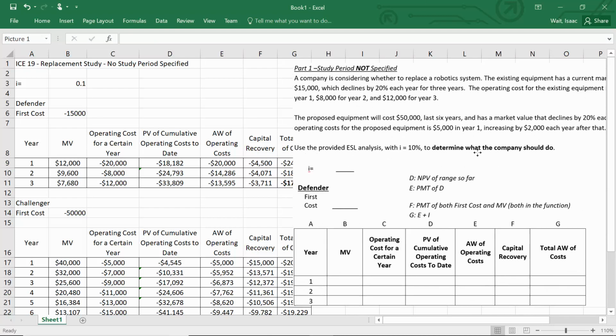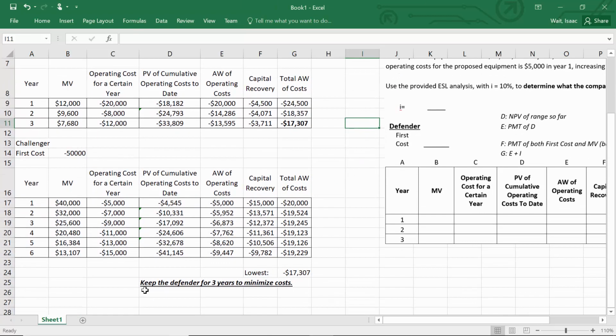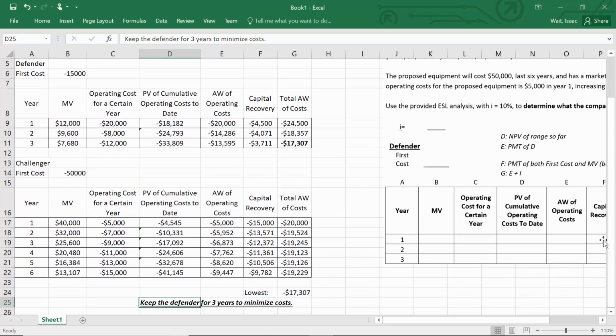And so here in bold where it says determine what the company should do, our answer is that the company should keep the Defender for 3 years. And the reason why is that's going to minimize the costs. So our criteria for this analysis was minimize the total annual worth of costs. And that's associated with 3 years of the Defender. After 3 years, then we'll just look at what are all our alternatives then. Set out a request for bids and choose whatever options are best. But at this point, it looks like our best alternative is to keep the existing equipment for 3 years.